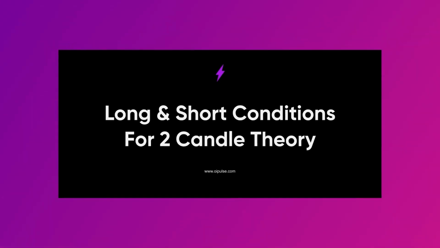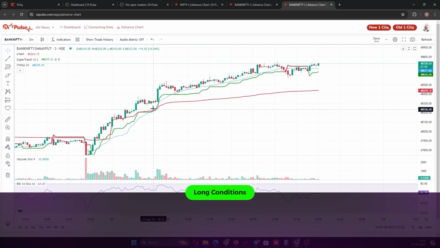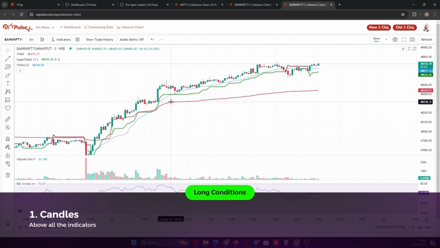Now we saw what all indicators we would be using, and now we'll see what is a long condition and a short condition in this strategy. For long condition, for example, the price is above the VWAP, above the super trend, above the VWMA. So the indicator should be below the close price of a candle. So the indicator should be lower and candle should be higher, all the indicators.